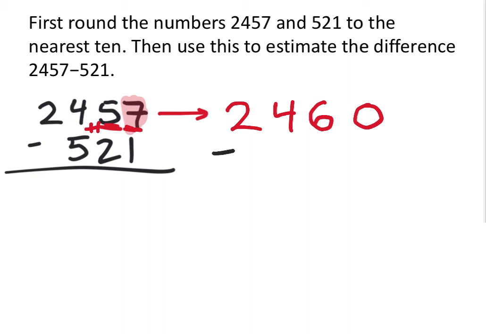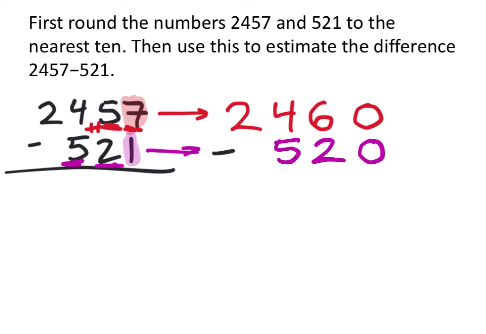We are going to subtract, but I need to round the 521 to the tens place value. So that's a 2 in the tens place value. Immediately to its right is a 1, which means the 2 in the tens place value will stay a 2. And the ones place value to its right becomes a 0, and the 5 to its left in the hundreds place value stays a 5. And this is our new rounded calculation, 2,460 minus 520.